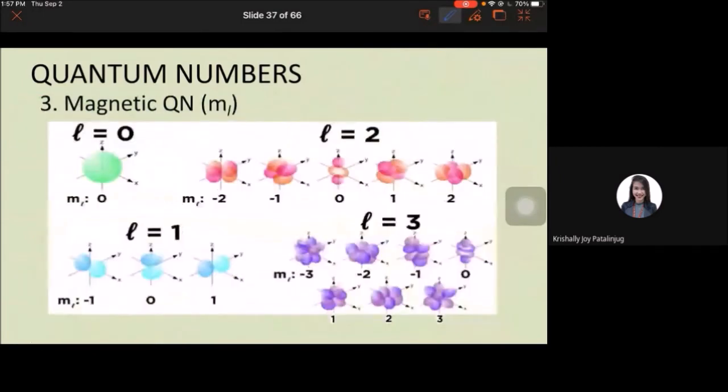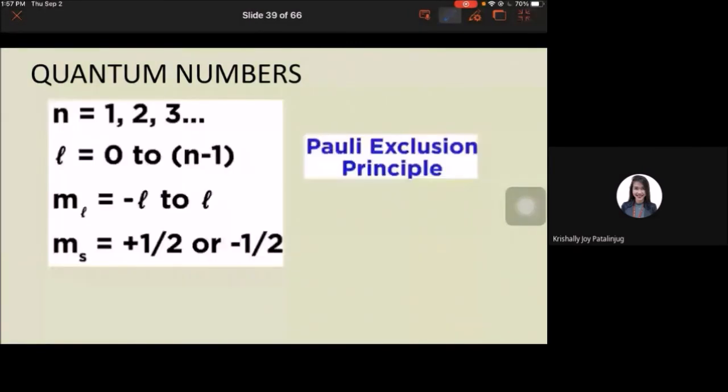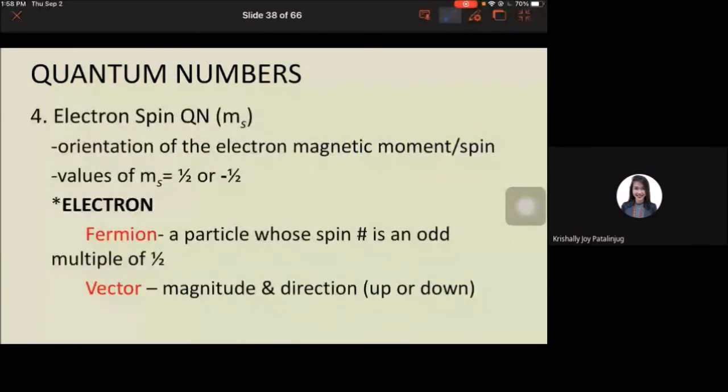Sige, let's have the last 3 minutes na. Last na quantum number. For the last quantum number, you have here the electron spin. Tanong, ang electron spin ba describes atomic orbital? Based on what I have said earlier, does it describe atomic orbital? No. Okay, it has nothing to do with atomic orbital. Instead, it only describes the behavior of the electrons.